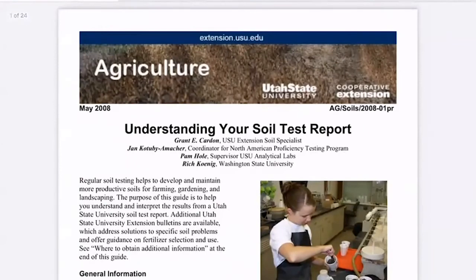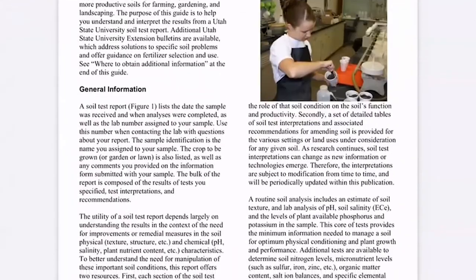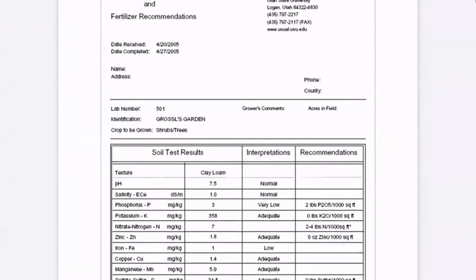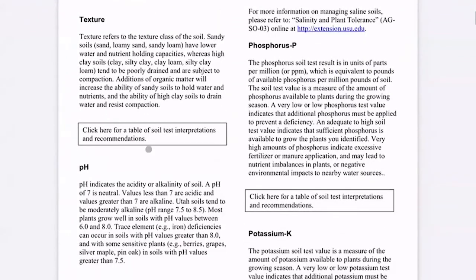Awesome. So this is what it looks like. It's called Understanding Your Soil Test Report. And we tried to put the information down as to where these recommendations come from so that it doesn't seem so much like a black box to you. You can go down through here and it talks about soil tests and soil test reports and what they look like and what's included in them. And then down in the middle of the report, you'll see this box that says click here for a table of soil test interpretations and recommendations.